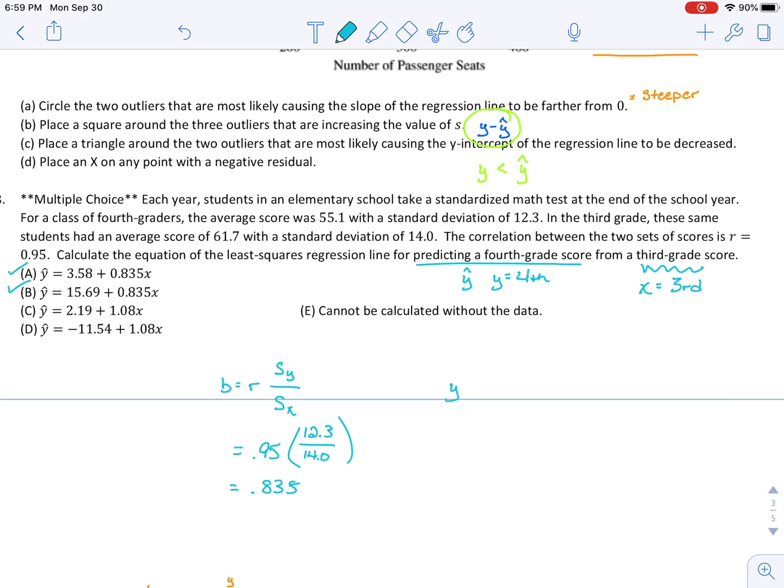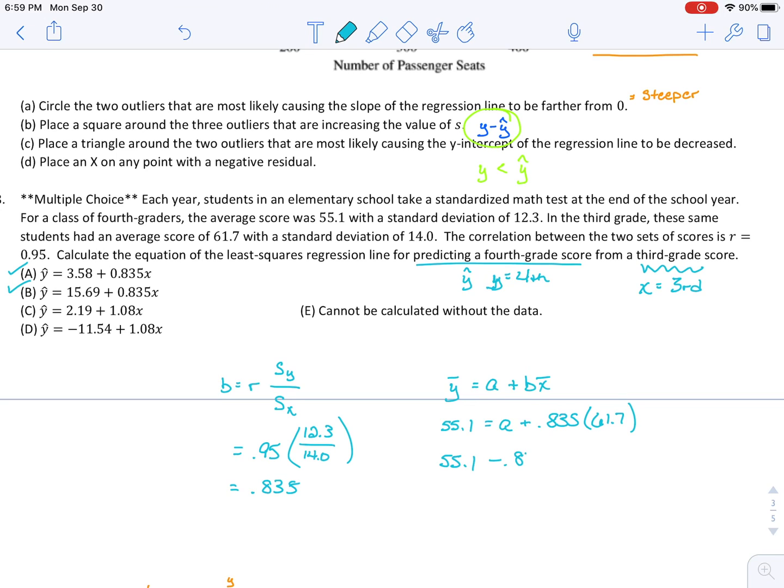On that same formula sheet, you have y bar equals a plus b x bar. You could solve it now for a, or you could just substitute in what you know. I know the average of my y values, my 4th graders, is 55.1. We are solving for the y-intercept. I know the slope is 0.835, and I know the average of our 3rd grade scores is 61.7. So I'll solve for a.